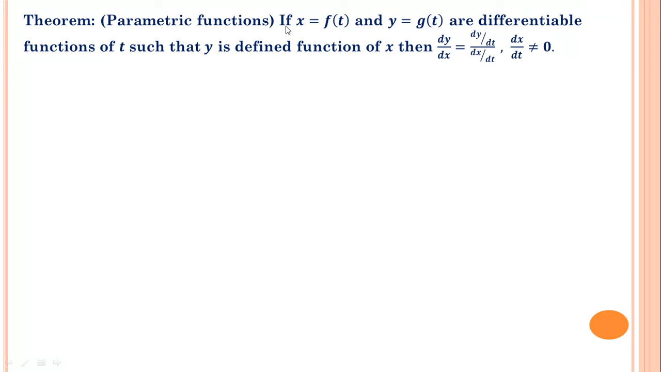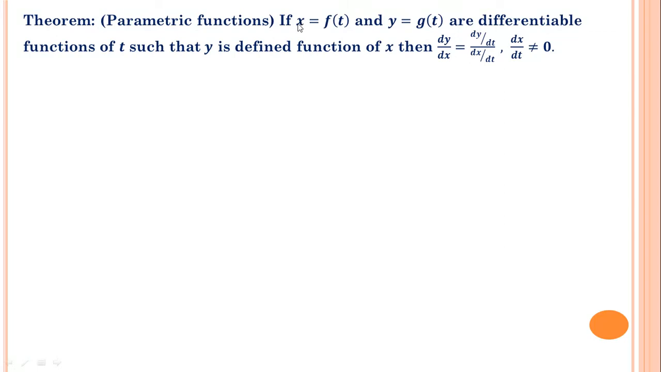So see here, if x is equal to f of t and y is equal to g of t are differentiable functions of t. Now see here, what is the meaning of parametric function? Here x is a function, x is equal to f of t, means x depends on t, and y is a function, y is equal to g of t, and y depends on t. So x is equal to f of t and y is equal to g of t are called parametric functions, where t is a parameter.